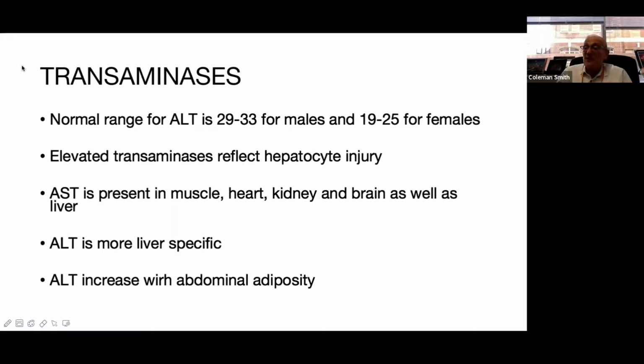So for instance, if you have severe muscle damage, say with rhabdomyolysis, you may have very high AST levels. ALT can be elevated, but certainly nowhere near as high. And ALT has been shown, and I think AST also for that matter, has been shown to increase with abdominal adiposity. And part of the reason that some of the commercial labs will put the upper limit of normal for ALT and AST higher than the numbers that I've suggested on this slide is because with the increasing size of the American population, as you know, obesity is a significant epidemic right now.